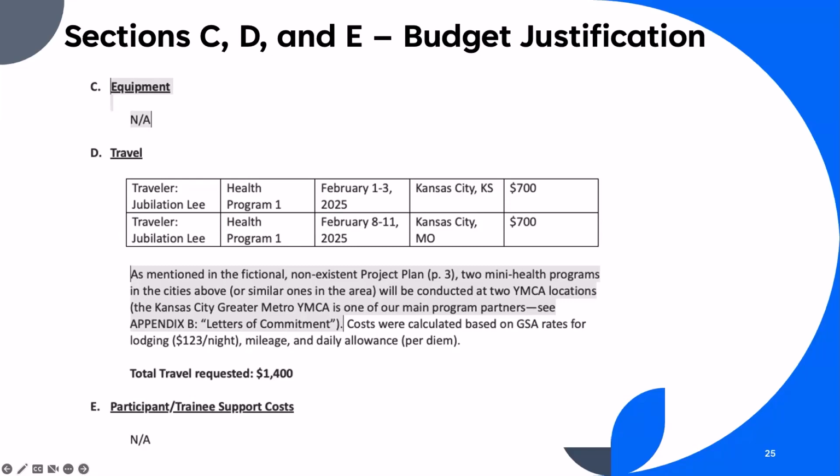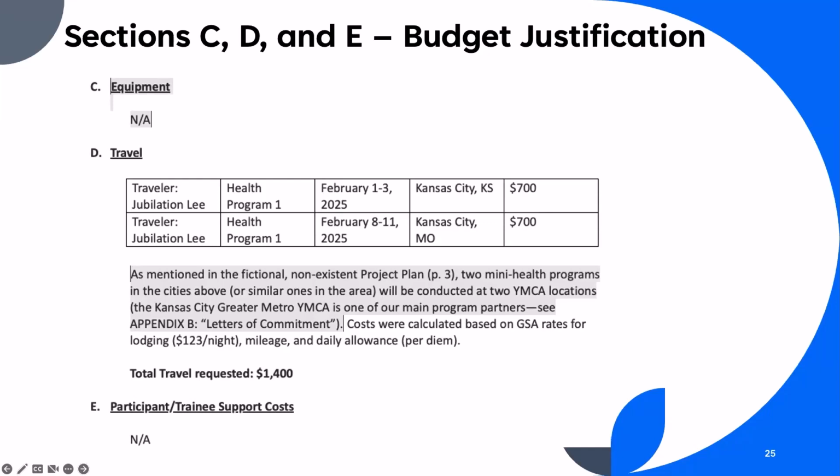So we'll put NA, and then we go to section D, which is travel. That just might make it a little bit clearer. All right, and so you can see here for any travel that you must do for the project, you'll want to write where you're going, when you're going, how much it's going to cost to go, and then a justification for why you're needing to travel for the project.